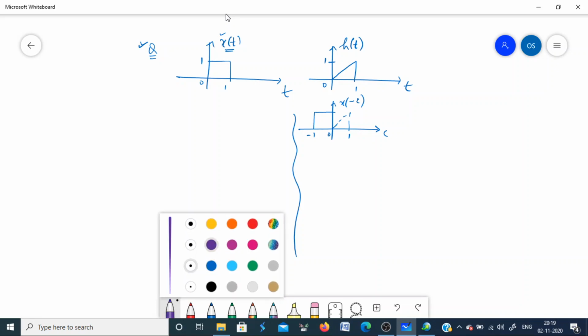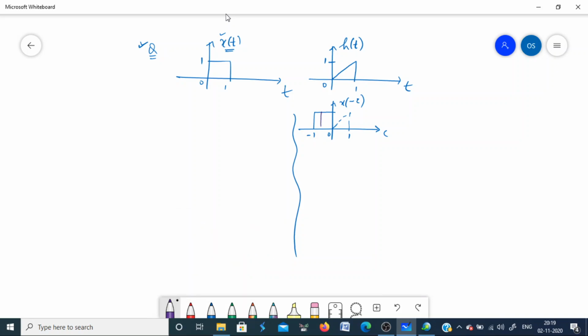So for t less than 0, of course it is 0 because there is no overlapping region. For t greater than 0, this function will be shifted to the right by this. So as a result, from 0 to t, this much is the region of common overlap. So it is simply a triangle. You can simply use the area of a triangle to find this integration. And this will remain fixed till what time? Till t is equal to 1. So at t is equal to 1, these two functions will overlap like this. So this triangle will give the maximum area.